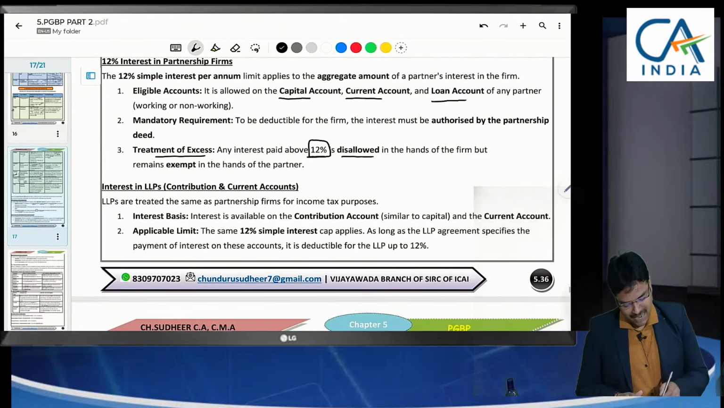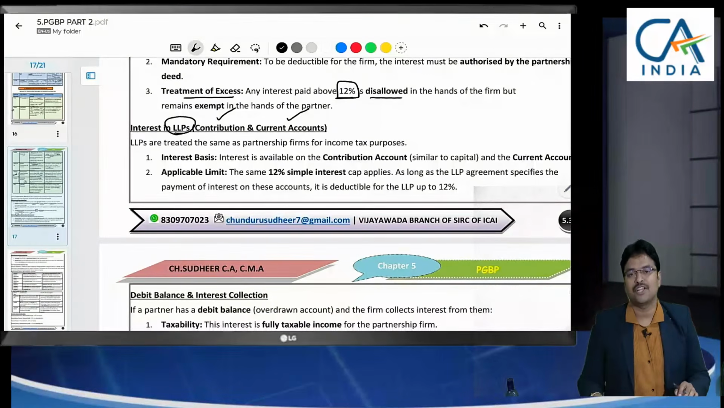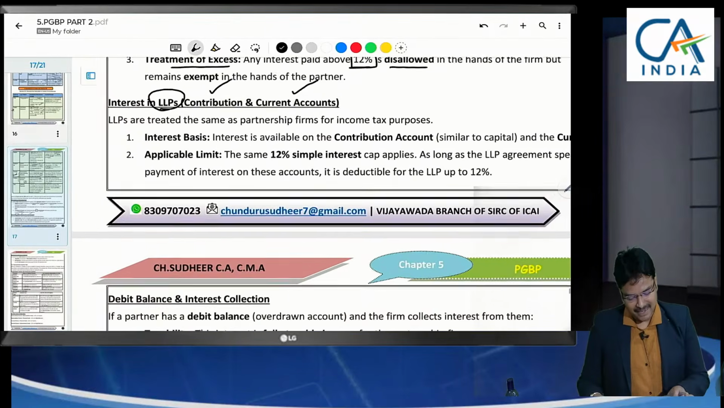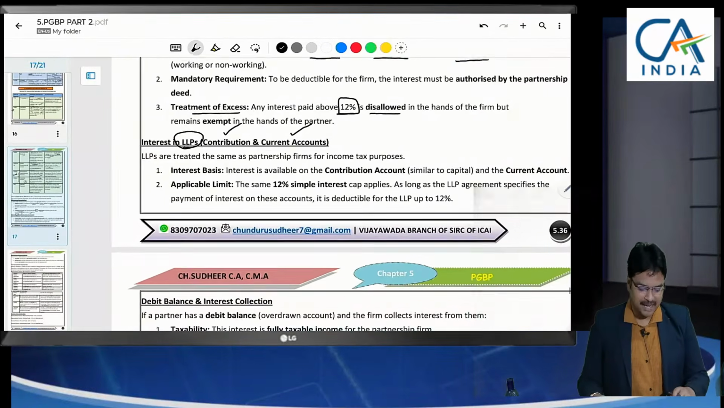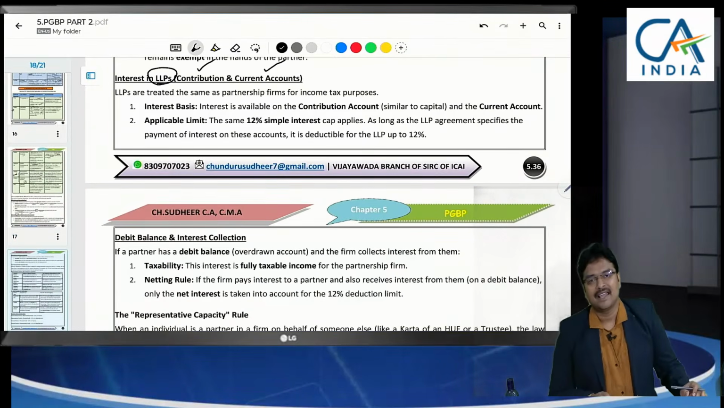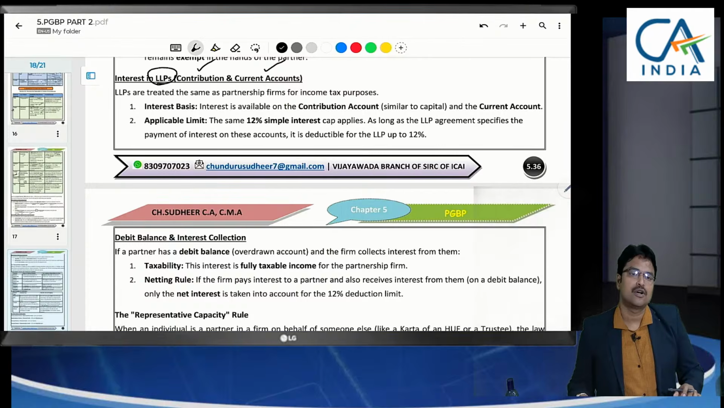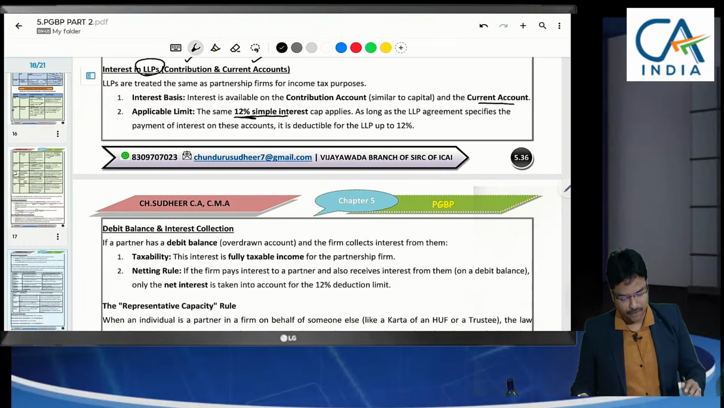And in case of LLPs, usually there will be a contribution account and a current account separately. Contribution is nothing but capital; they don't disturb that contribution account. Whatever transactions are being done by partners, they apportion separately in the current account. So, in case of LLP, if they maintain contribution and current accounts, is interest permissible on the contribution account or the current account? Both. We are not treating them separately here. Here also 12% simple interest is applicable, even if it is a current account.